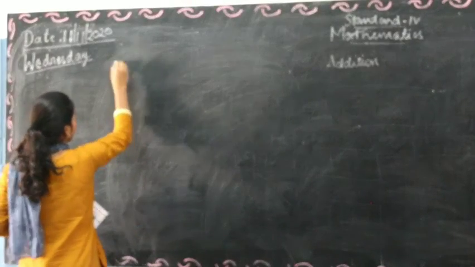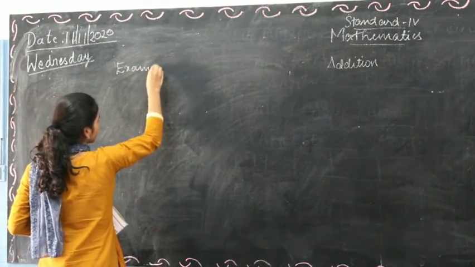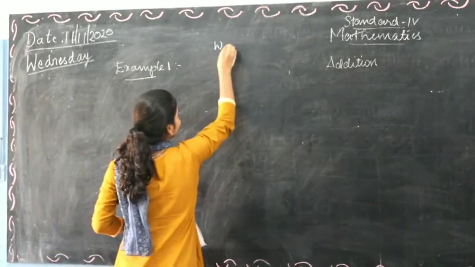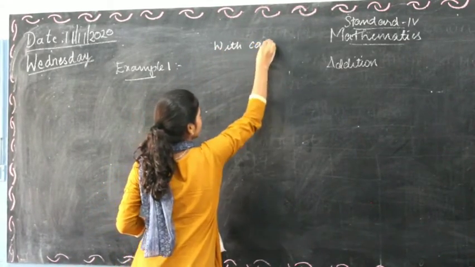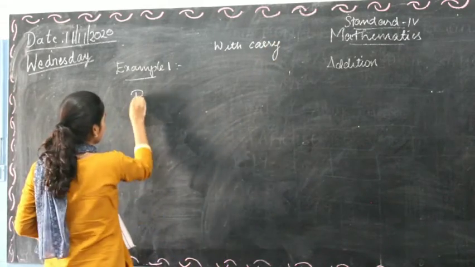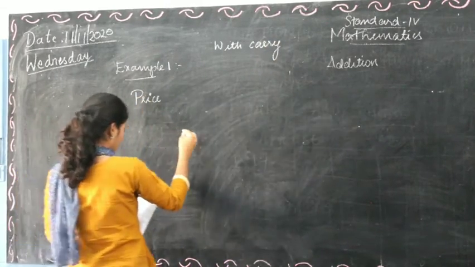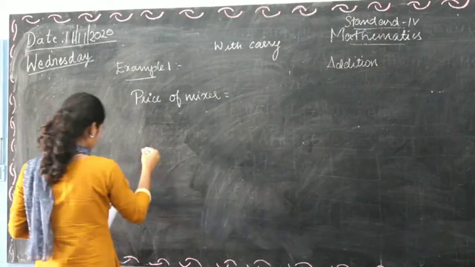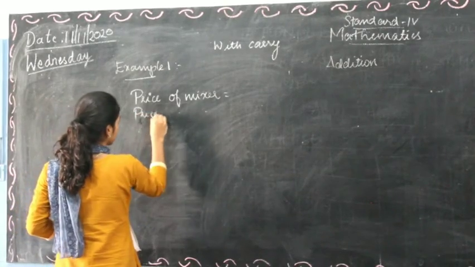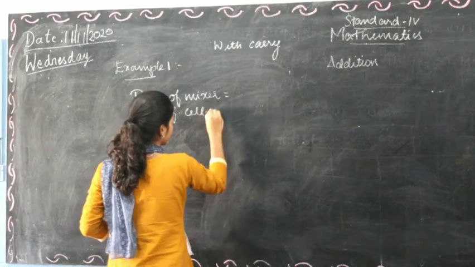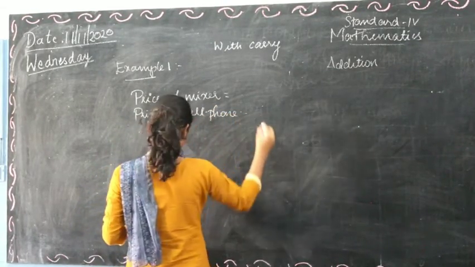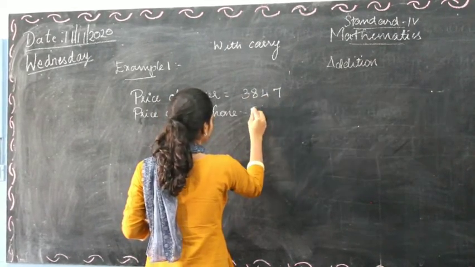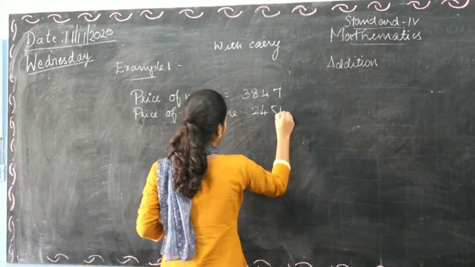Okay, now we are doing an example with carry. We have prices of 2 products, which are a mixer and a cell phone. The price of the mixer is 3,847 and the cell phone is 2,454.